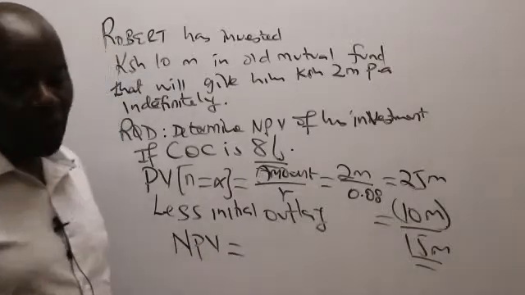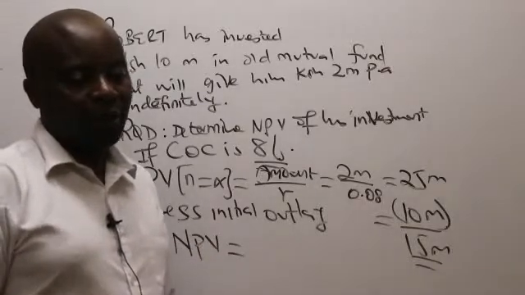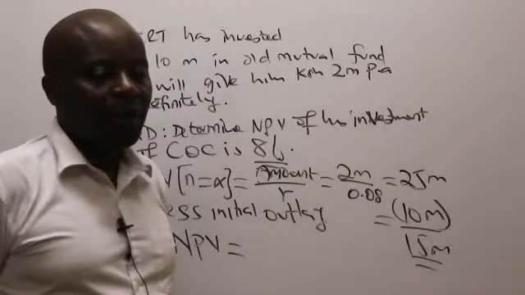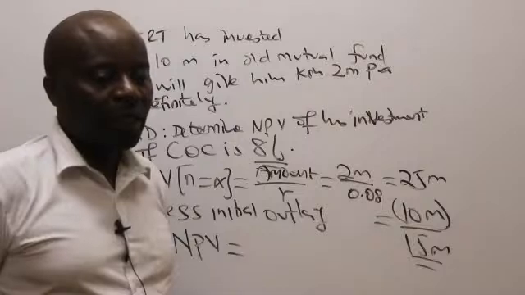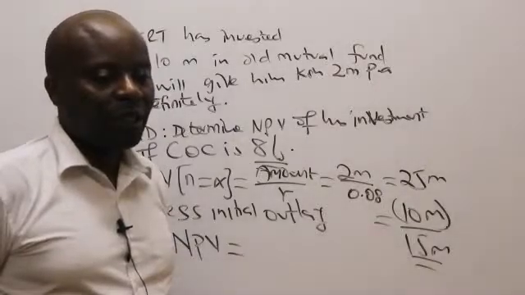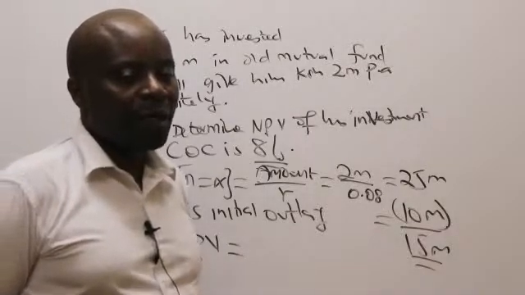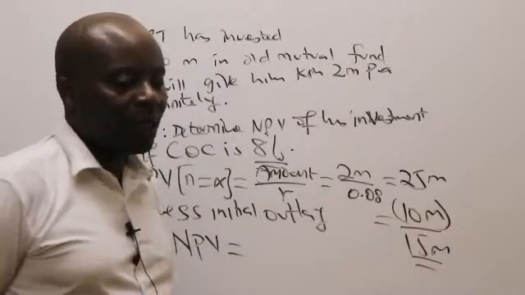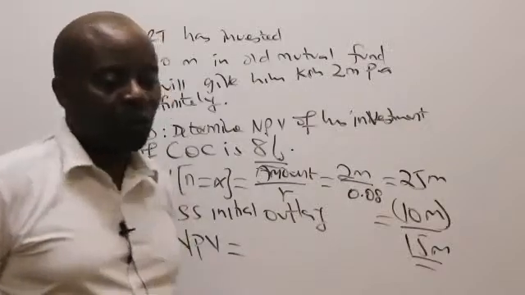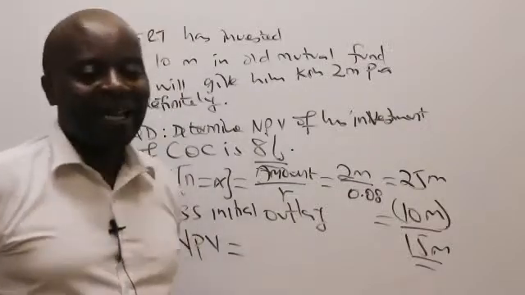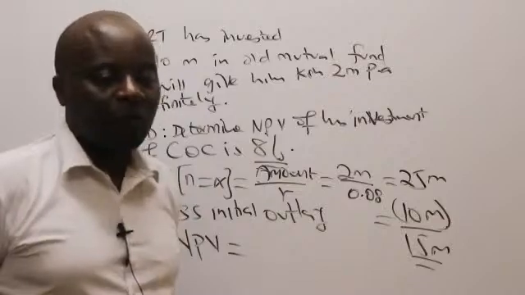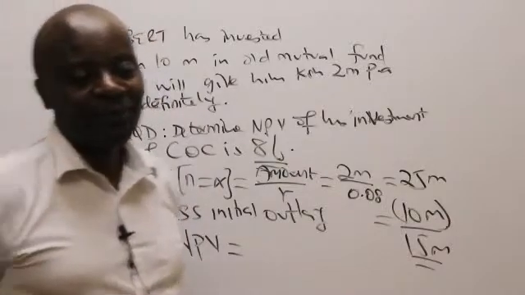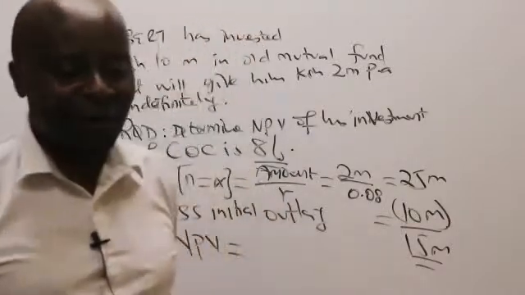So this net present value here is positive. And the only thing that my students here forgot to advise is that the project is viable. So NPV equals 15 million, and the project is viable.